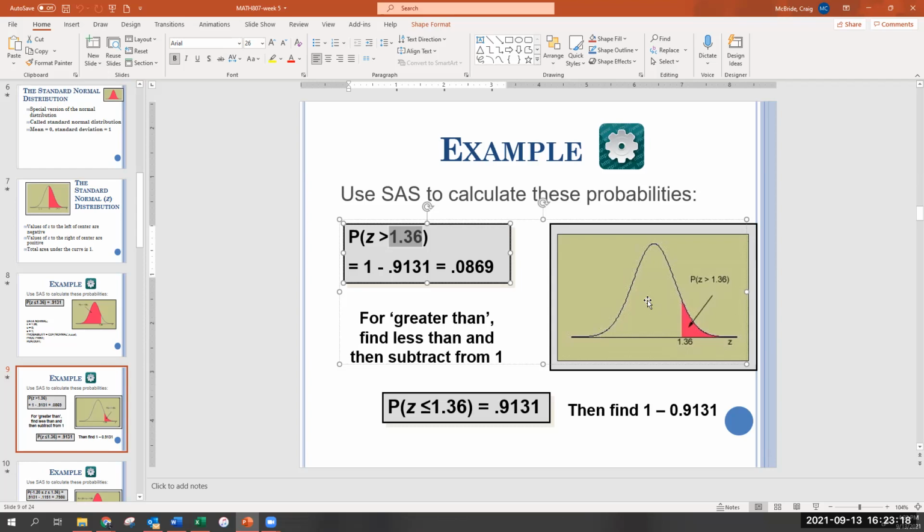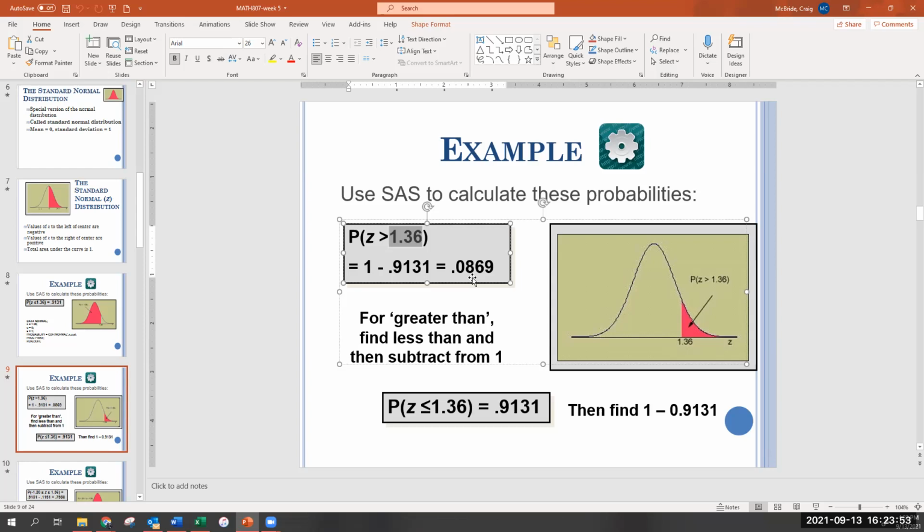So if you want the probability of being bigger than 1.36, you simply subtract that from 1, because we know the total area adds up to 1, because the total of probabilities adds up to 1, right? So if the probability of being to the left of this number is 0.9131, then subtracting that from 1 gives you the complement, i.e. the other side of it. The probability of being bigger than 1.36 is simply 1 minus that number, which gives us 0.0869.